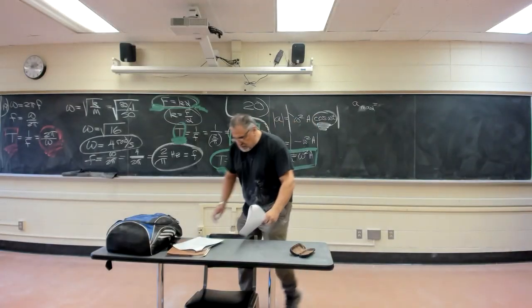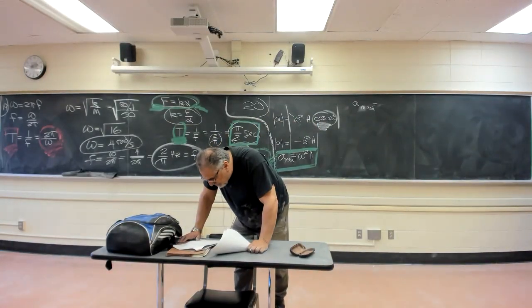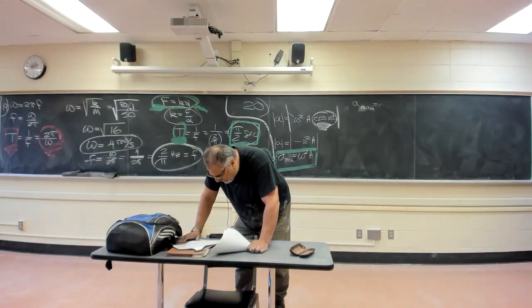Now they told us some stuff that makes our life a little bit easier. A ball hung from a vertical spring oscillates in simple harmonic motion with an angular frequency of 0.5 radians per second and an amplitude of 5 meters. What is the maximum acceleration of the ball?